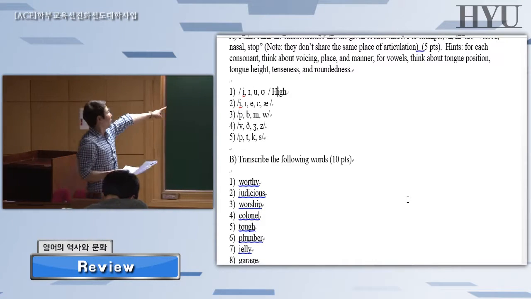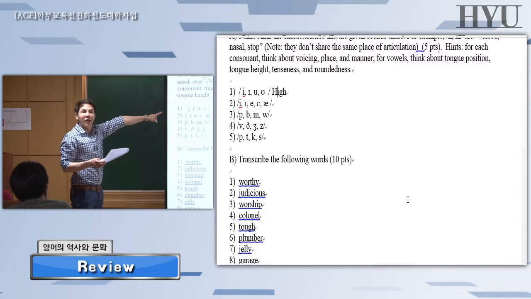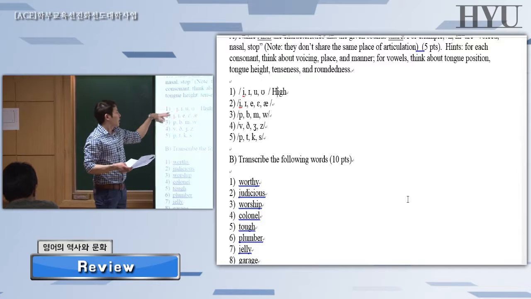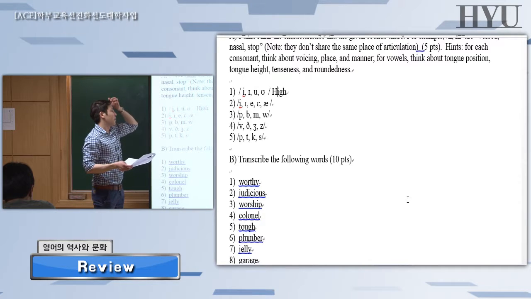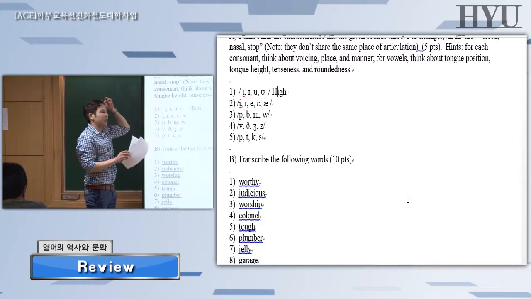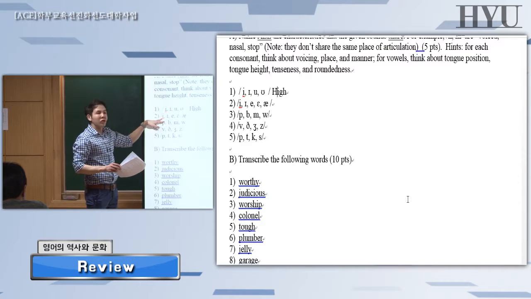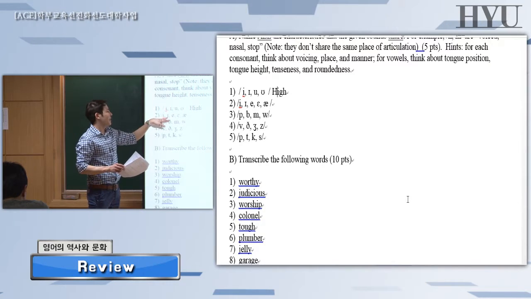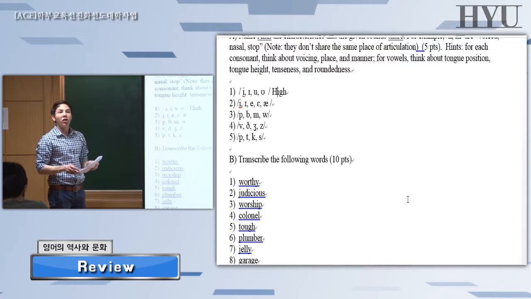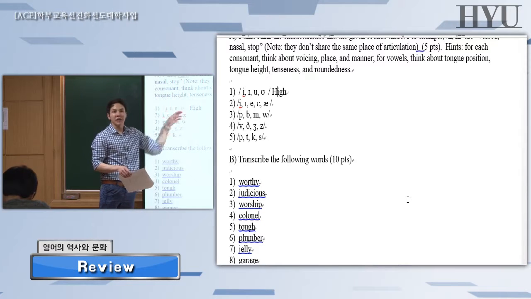Are you done with the first part, number A? You should be done with that because this part is not that difficult. Number two, E, I, A, A. They are all front vowels, right? So you write down front, right?